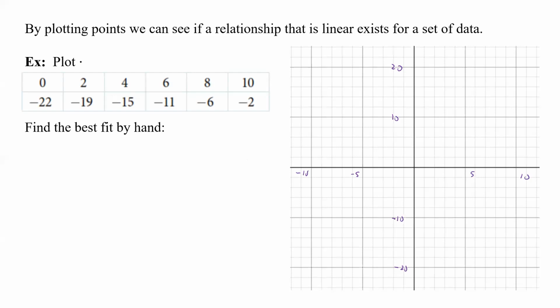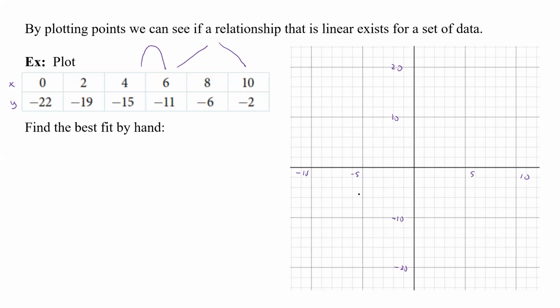So looking at this data as a raw table of data, where this top row is our x's and the bottom row is our y's, we can't directly tell if there's any kind of relationship. For all we know, it could be like this, it could be like this, it could be like this. We don't know. And so plotting points is the easiest way to see if there's a relationship.